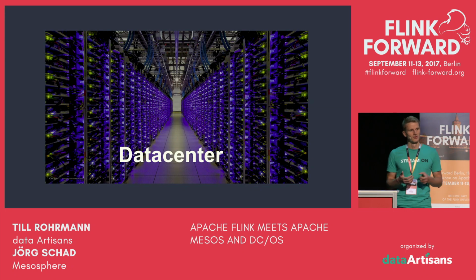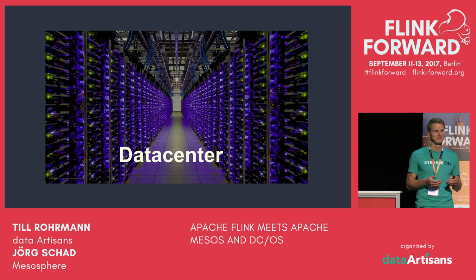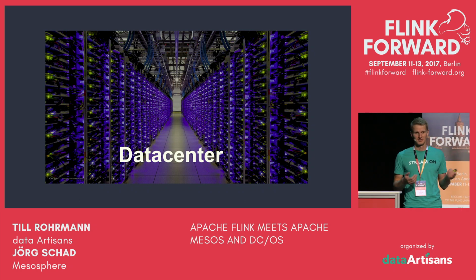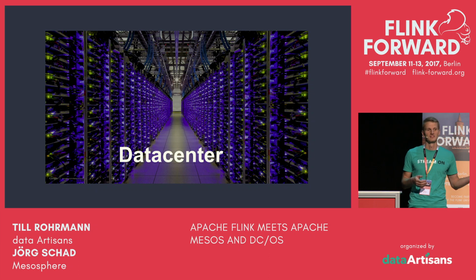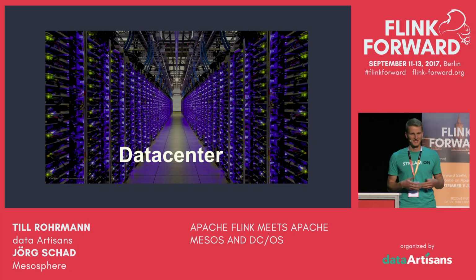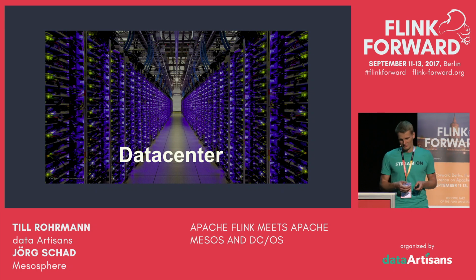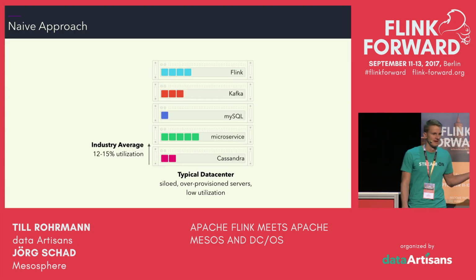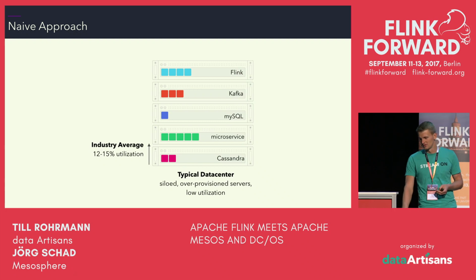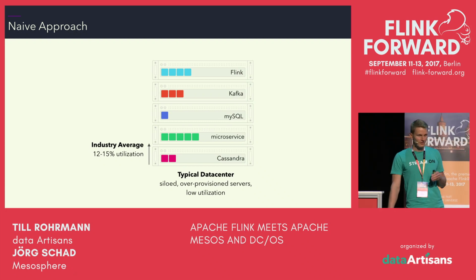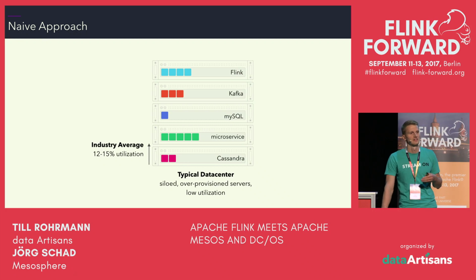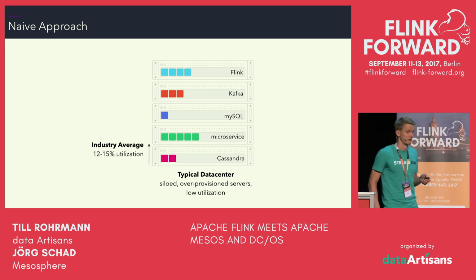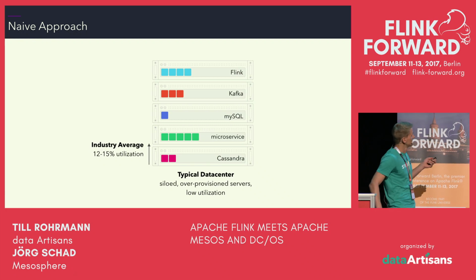All right. So now we've talked about what applications we have. Now let's talk about how we actually run these applications. And this brings us back to our data center. If you want to run all these applications, a very naive approach would be to allocate for each service a dedicated set of nodes or a rack, for example. So here we have a dedicated node for Flink, Kafka, MySQL, for some microservices which we are running, and Cassandra.